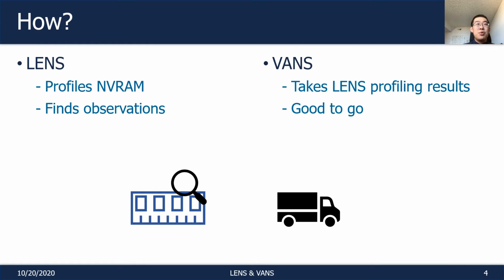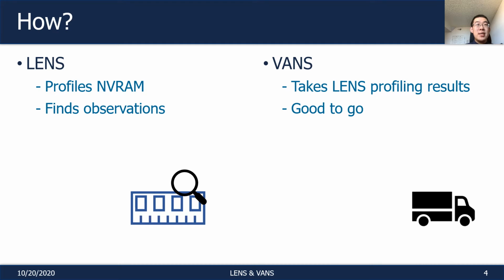Here is how the tools work. We first profile the non-volatile memory with our profiler, LENS, and find microarchitecture-level observations. We then configure VANS based on these profiling results. And finally, the VANS simulation is good to go.